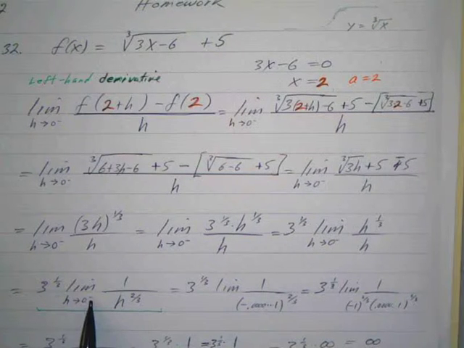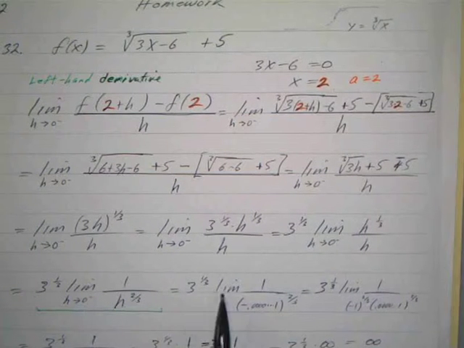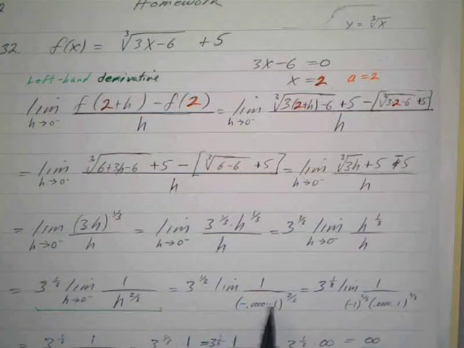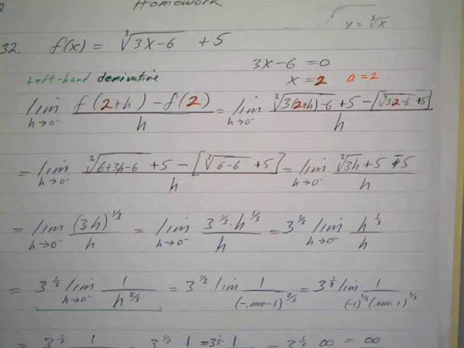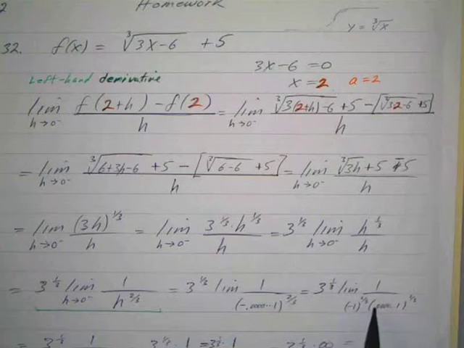So we're going to do a very small approach as we approach 0 from the left, because this is the left-hand derivative. So it's 3 to the 1/3, limit of 1 over, and then we've got negative, very small number, negative 0.00001 to the 2/3. I've got this 3 to the 1/3 out in front, 1 over, and I've got this.